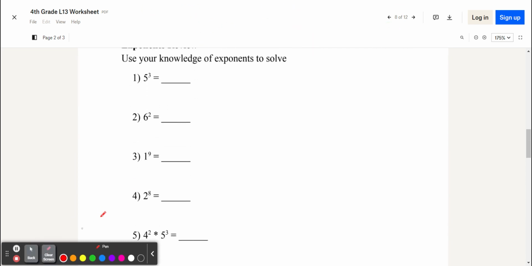For our next section, we're going to use exponents. So this is 5 to the power of 3. Now in exponents, we can rewrite that as multiplication. That's 5 times 5 times 5. And then it's to the power of 3, or it's cubed, so we have 3 5s. And then 5 times 5 is 25. 5 times 25 is 125. So that is 125.